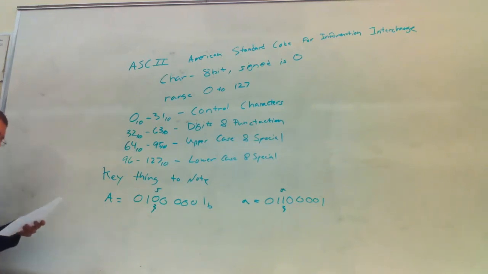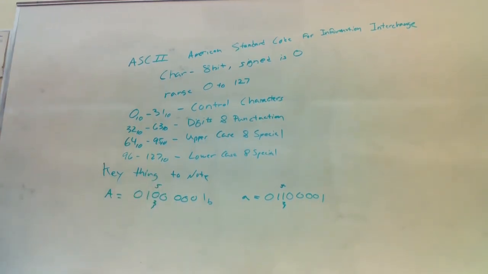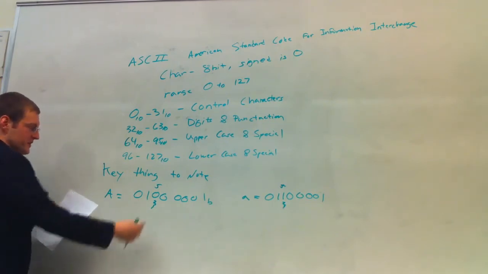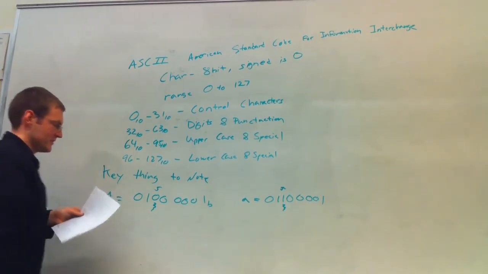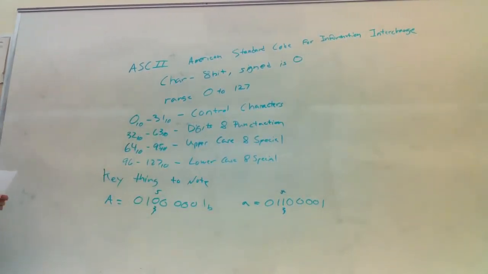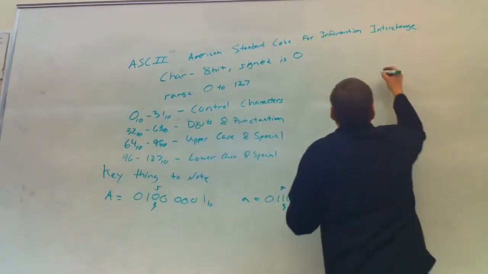Is that the same with B too? Like, all the letters? Yes, all letters are that way. The bit position gets flipped. The 5th bit controls capital versus lowercase letters. So 0 is the capital, 1 is the lowercase in the 5th bit. Okay.